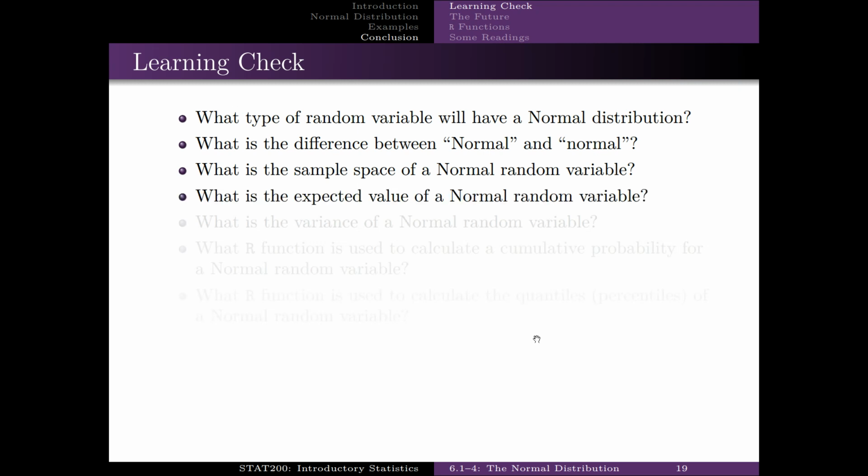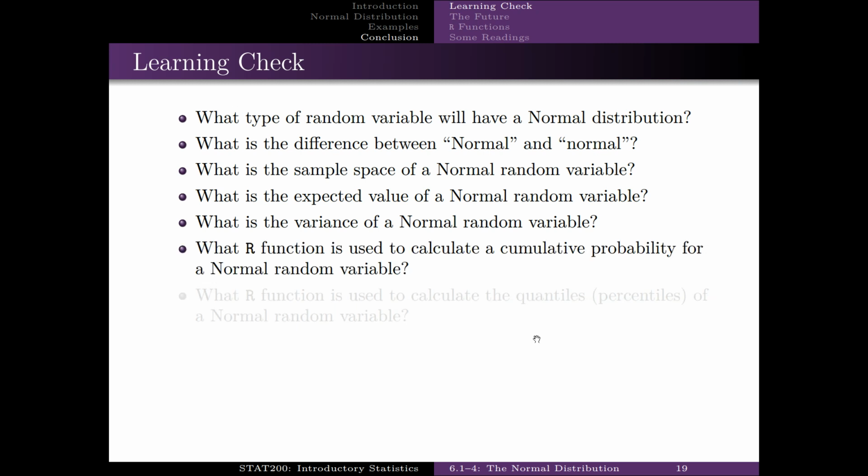What is the expected value of a normal random variable? Very good. That's mu. It's one of the parameters. What is the variance of a normal random variable? Yes, sigma squared. It's the square of one of the other parameters. Remember, there are two parameters, mu and sigma. The variance is just the square of sigma.